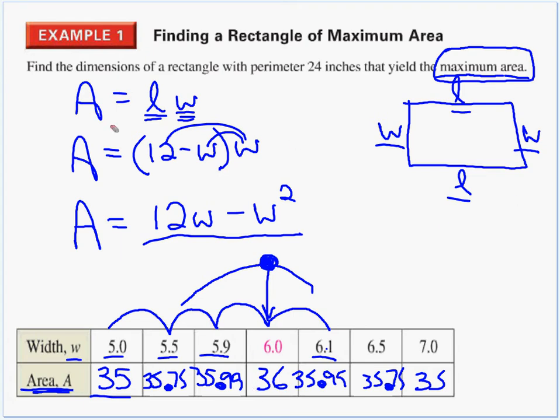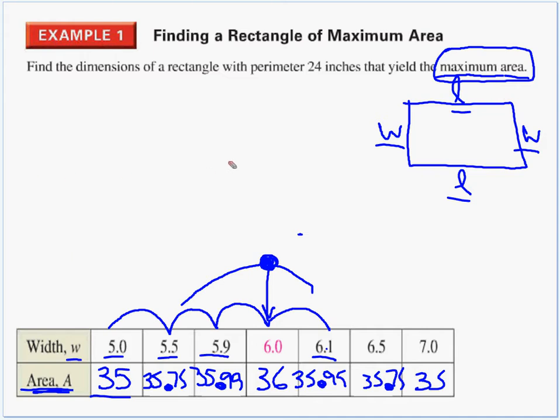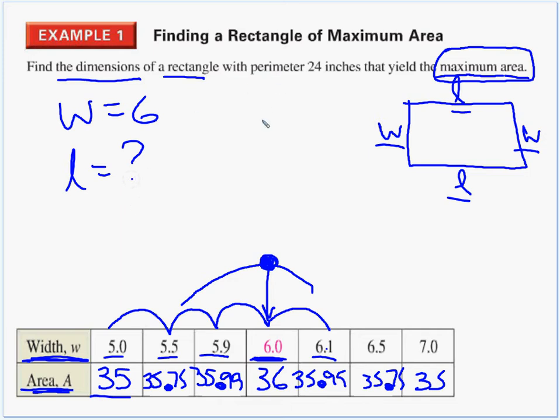Now, if we think we're done, we're not. Because if we go back and reread the directions, find the dimensions of a rectangle, well, we didn't find the dimensions. Down here, we just found the width. The width we want is 6. Width is equal to 6. We want to find the dimensions, so we also need the length. Remember, I erased it here. Back when we defined this in one variable, we had length equals 24 minus W.